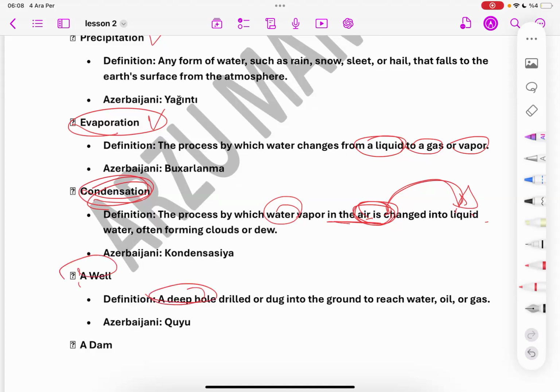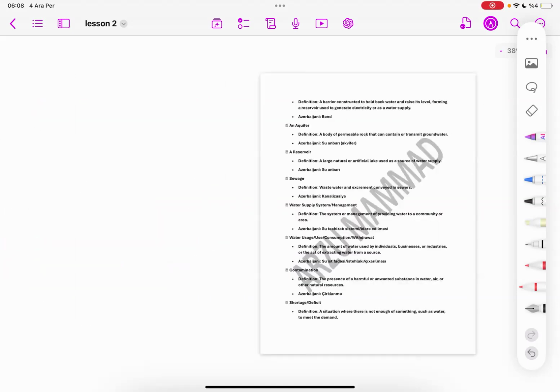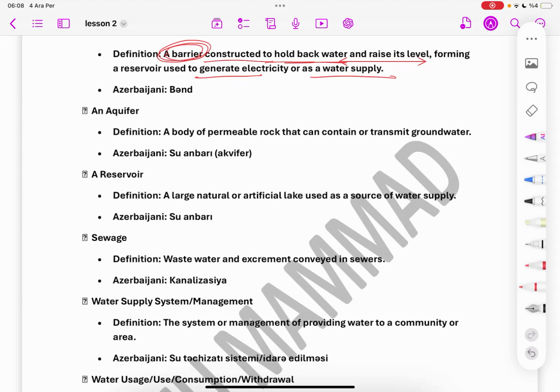Well is a deep hole, okay? So the meaning is here. We have also a dam here. You can see dam. It is a barrier constructed to hold back water and raise its levels, especially in order to generate electricity or water supply. So they have some barriers like this.